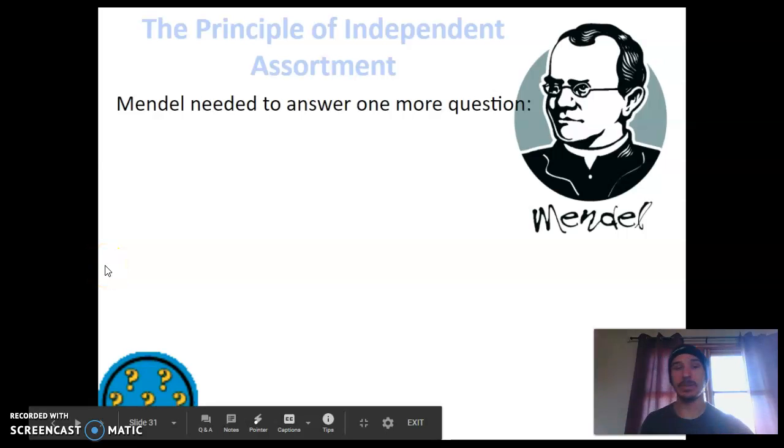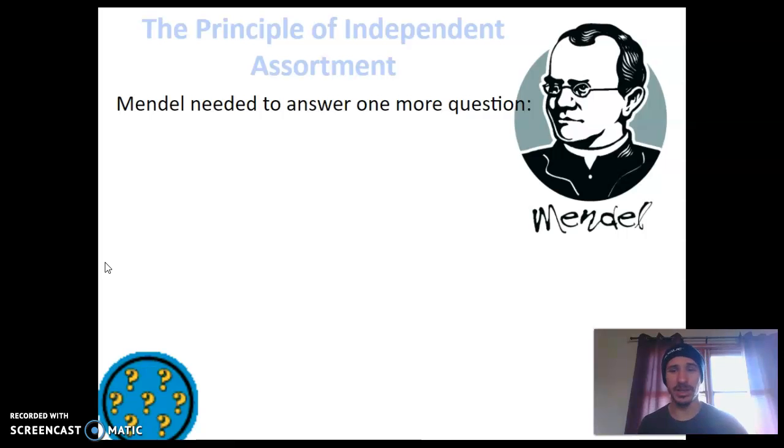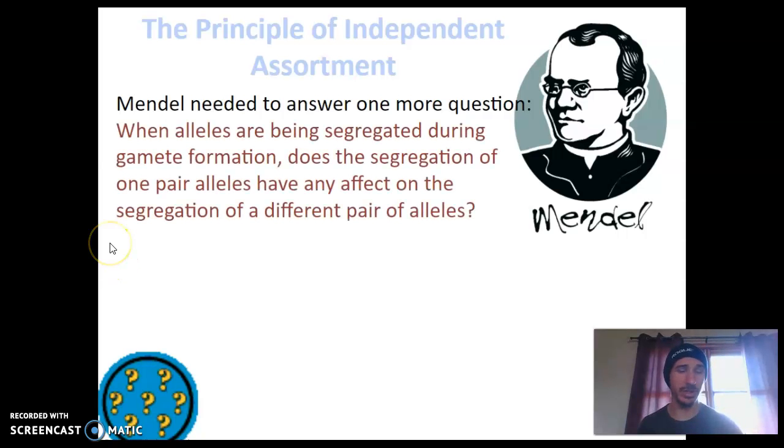So Mendel came up with this principle solely because he needed to answer one final question in his research, his 14 years in the monastery garden. So when alleles are being segregated during gamete formation, during reproductive cell formation, does the segregation of one pair of alleles have any effect on the segregation of another pair?